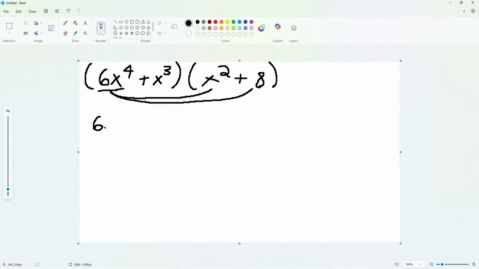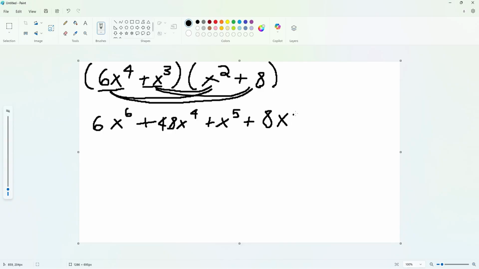So we have 6x to the 6th, because we are adding the exponents together. Then we distribute 6x to the 4th times 8, which will be 48x to the 4th. And finally, we're going to distribute x cubed to x squared and to 8. So x to the 5th, and we'll have 8x squared, x cubed times 8, which will be 8x cubed.